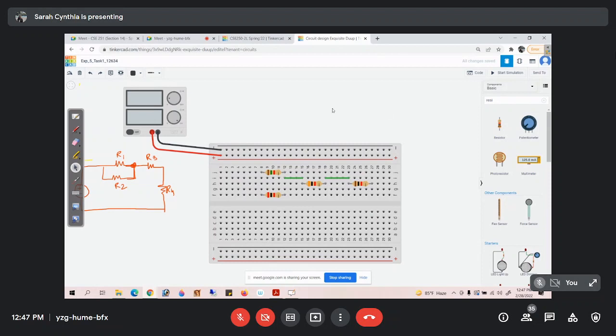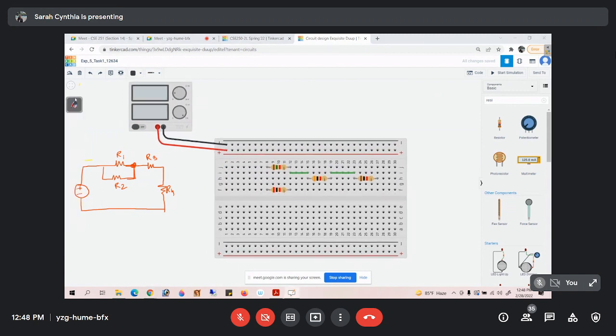Yes, ma'am. Okay. So you have already connected the power supply to the breadboard. However, your main circuit is still not directly connected to the power supply. Okay. So in order to do so, please look at the circuit diagram again.